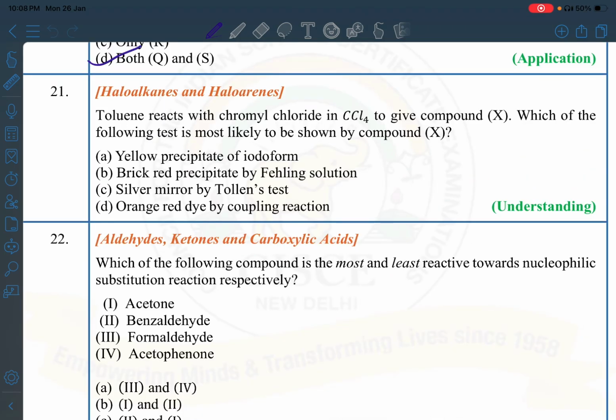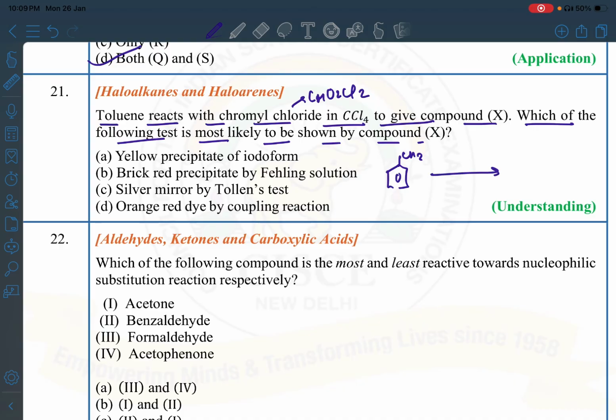Okay, now question number 21: toluene reacts with chromyl chloride. Chromyl chloride is CrO2Cl2. In the presence of CCl4, it gives compound A, X. Which of the following tests is most likely to be shown by compound X? So this is toluene. It reacts with CrO2Cl2 in the presence of CCl4.